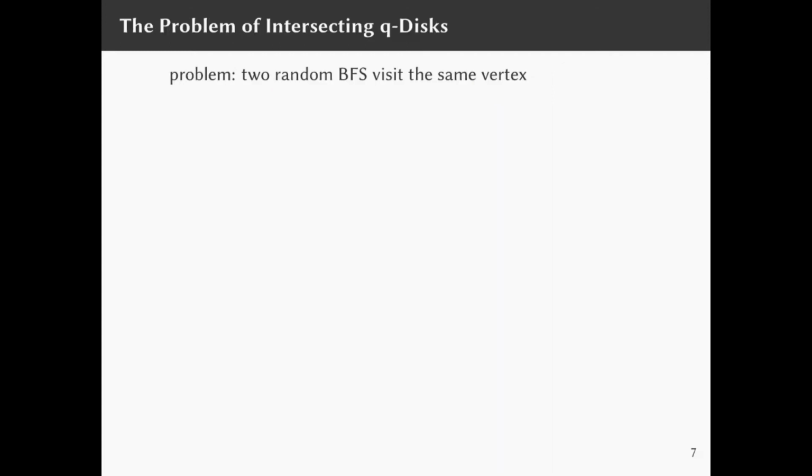Essentially, the problem is that two random BFS may visit the same vertex. How should we solve this problem? Well, first let's observe that this event is only likely for linear degree vertices, because intuitively, if a vertex has sublinear degree, there are not too many ways to discover this vertex. It's very unlikely that two independent BFS will discover the same vertex with sublinear degree. Luckily, there's only a constant number of vertices with linear degree.